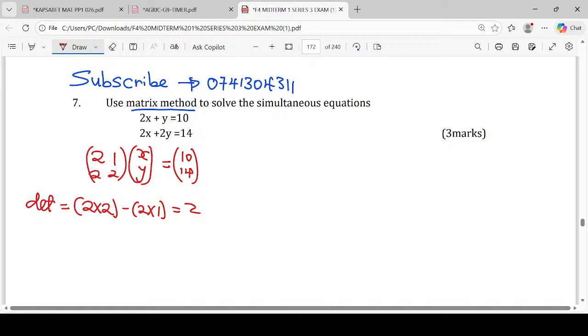Then we are going to get the inverse. To get the inverse, you take 1 over the determinant. So that will be 1 over 2 times the matrix where the elements in the main diagonal are interchanged and the minor diagonal elements get negated. And when you multiply each element by a half, this will become [1, -0.5; -0.5, 1]. Then this is our inverse matrix.